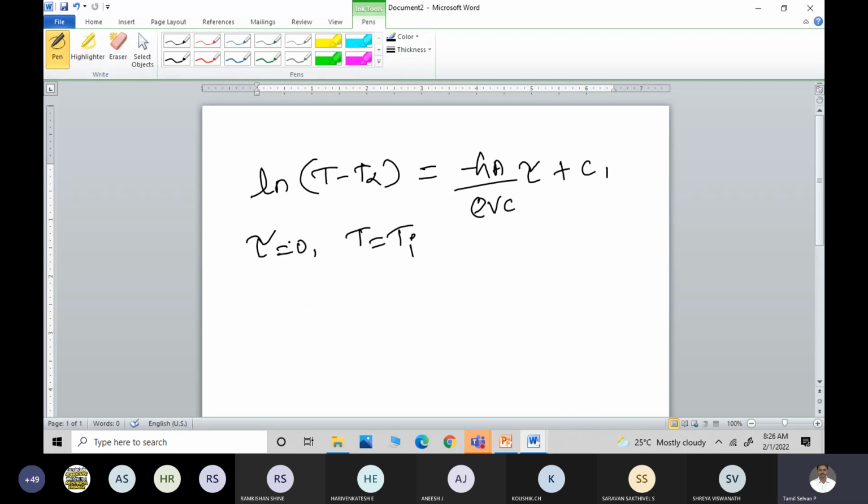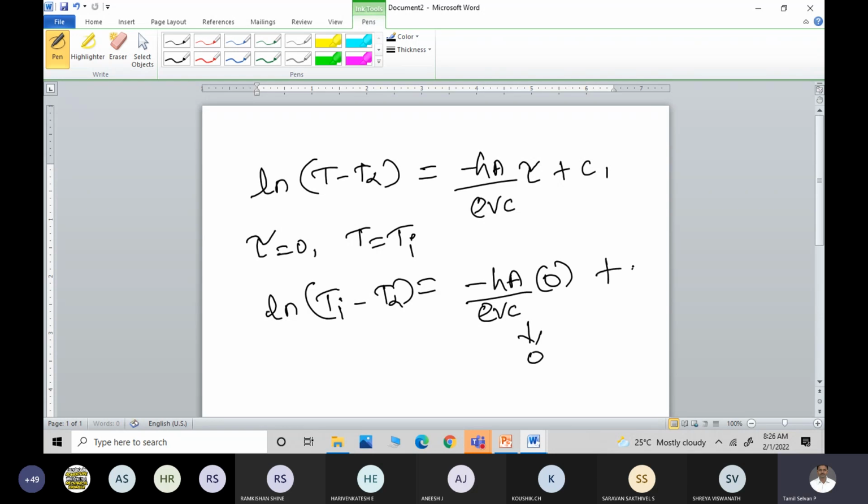So when you substitute at tau equal to 0, T equal to T initial, natural log of Ti minus T infinity is equal to minus HA by rho Vc into 0. So this expression becomes 0 plus C1, or in other words, C1 is equal to natural log of Ti minus T infinity. Am I correct? Yes, sir.